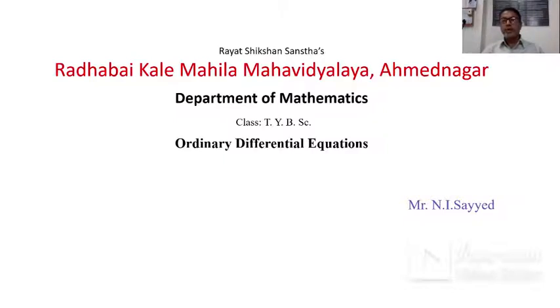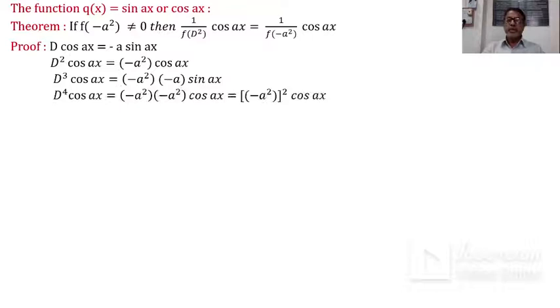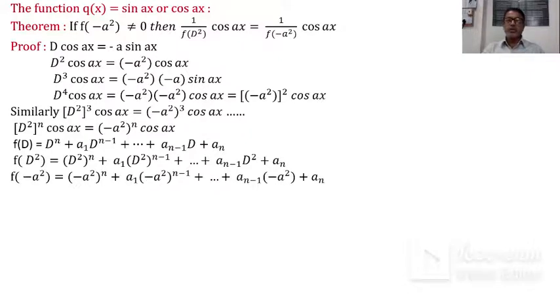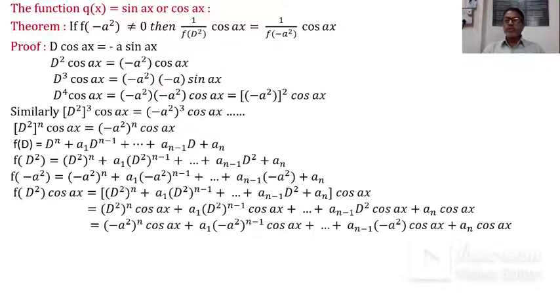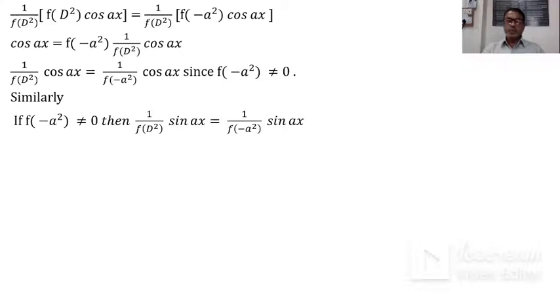That is, if f of minus a square is not equal to 0, then 1 upon f of D square operate on cos ax is equal to cos ax upon f of minus a square. Similarly, if f of minus a square is not equal to 0, then 1 upon f of D square operate on sine ax is equal to sine ax upon f of minus a square. We have seen these two results of these two theorems.